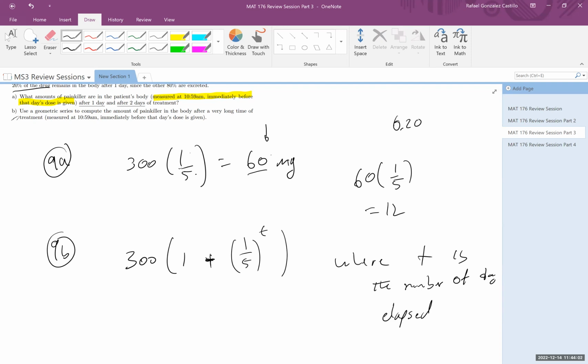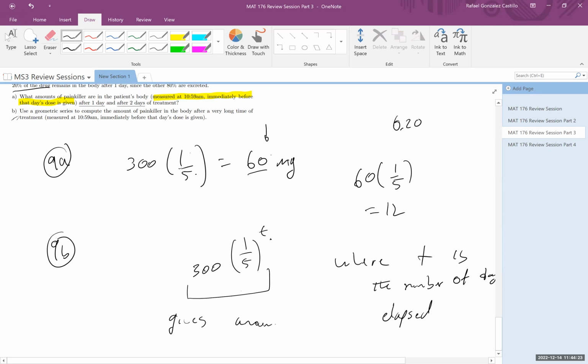So the way that I did this problem, I did it a little bit different. Instead of doing the 300 times 1 plus this, I used 300 times 1 over 5 to the t, which gives you the amount remaining after t days.